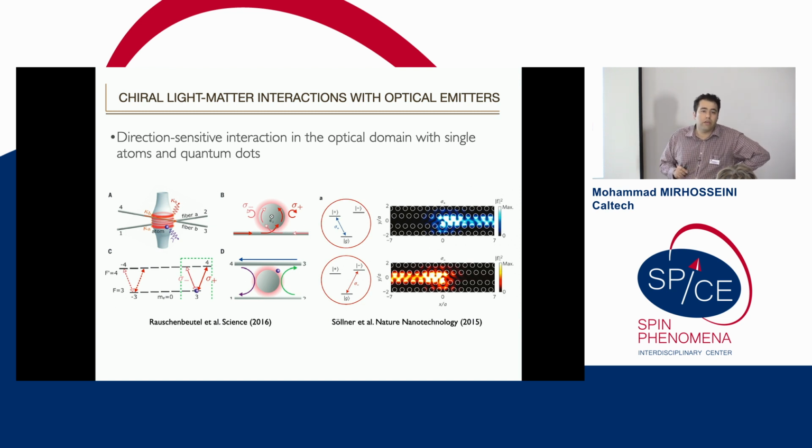And locally, you can have these propagating electromagnetic modes have orthogonal circular polarizations. So if you have an emitter that has a polarization-sensitive transition, you can use that to get one of the handednesses of the polarization propagating in one direction and the other one going the other way around.